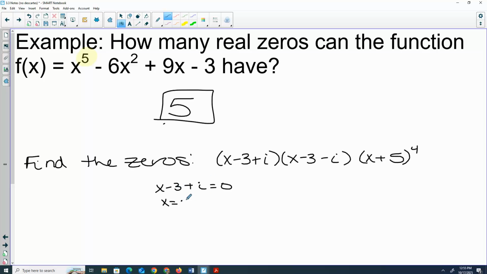We get x by itself, so I have to add my 3 and subtract my i. This one I would add my 3 and add my i. This one I get -5, but what would I have to put with that? Multiplicity of 4. So make sure there's some couple homework questions that's already factored. It just asks you to find the zeros. Don't forget that multiplicity. Doesn't seem like a big deal right now, but next section we'll start graphing these and it changes our graph. So we need to make sure we're including our multiplicities on our answers.